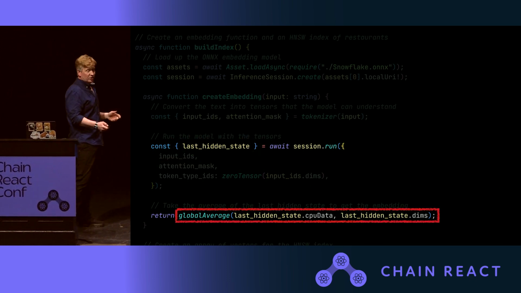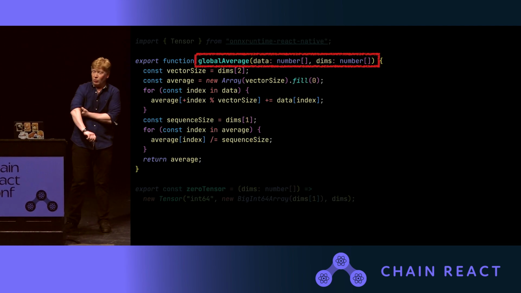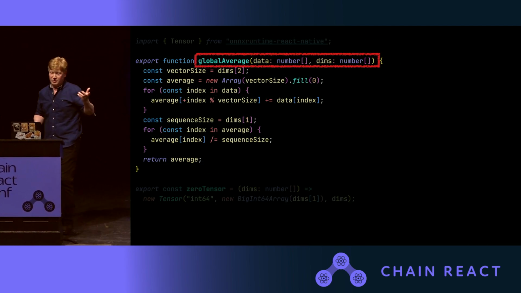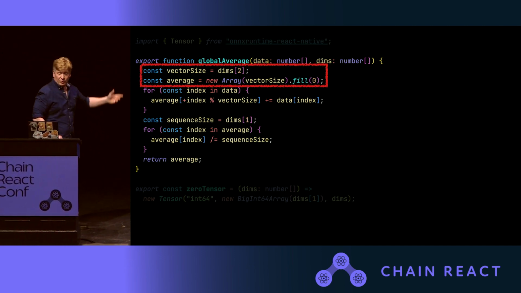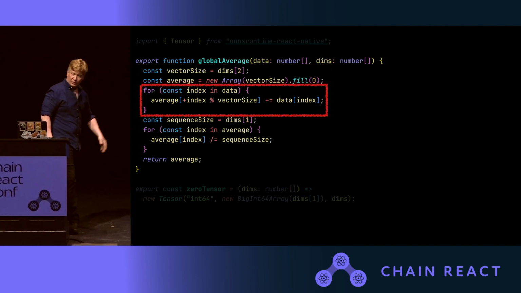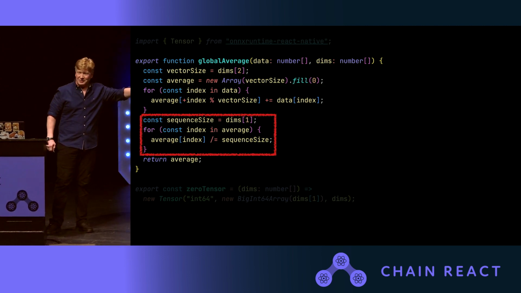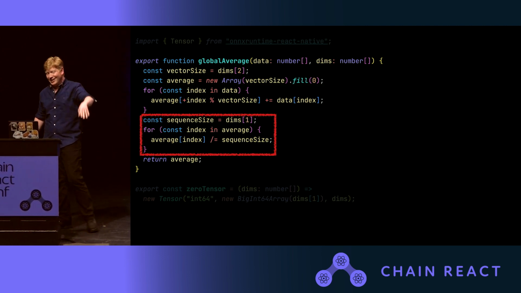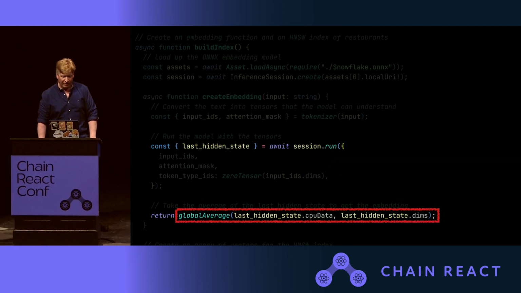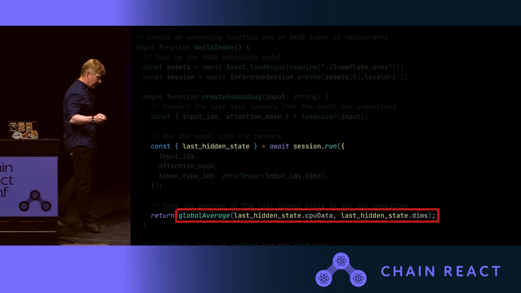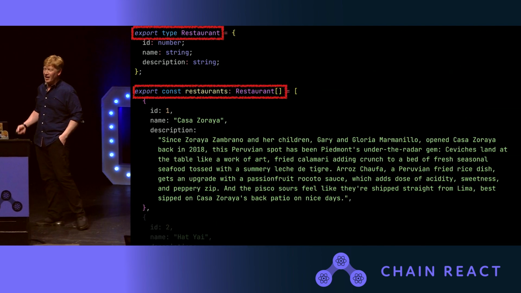We do our global average. Global average is basically a simple little function that just takes some data. We create a new vector of that size, fill it with 0, add up all the numbers into it, and divide by the number of sequences, and there you go, that's our average. Okay, so now we have a create embedding. Yes, we can start actually implementing on this.